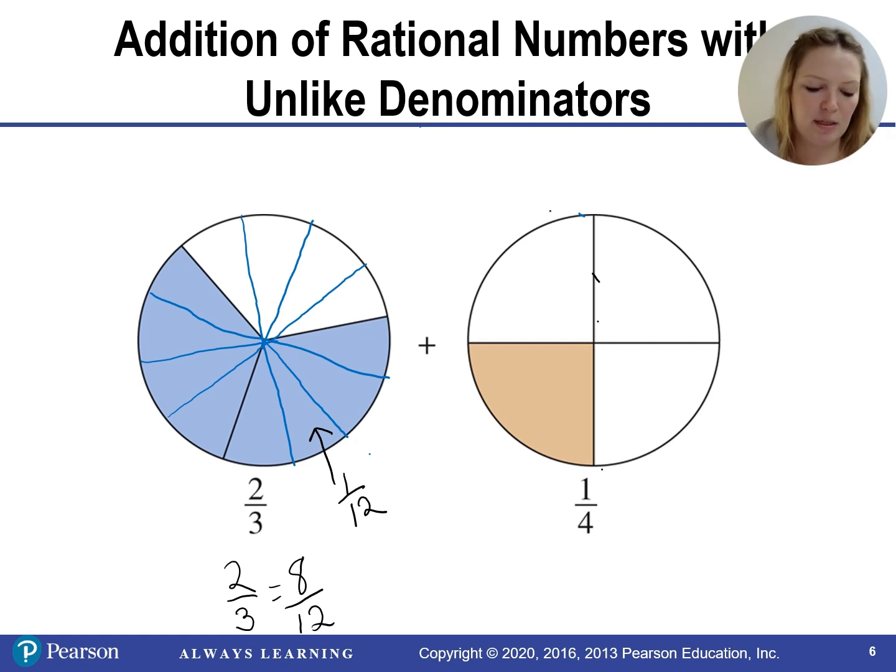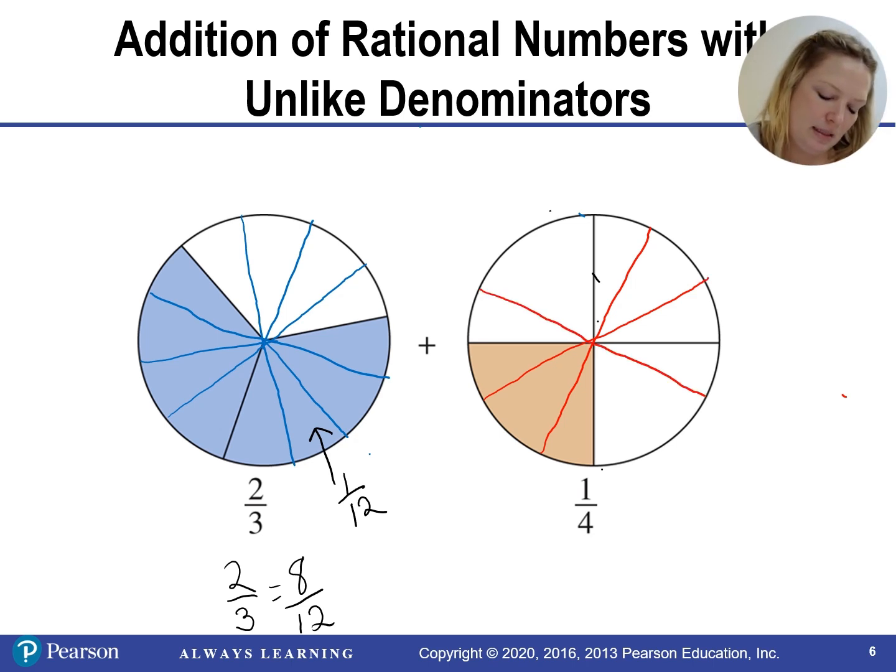And I could similarly split up my 1/4. But if I'm trying to get to 12 total pieces, then I need to split each of my 4 pieces into 3 more pieces because I'm getting 12 total pieces. So if I split each of my 1/4 size pieces into 3 more pieces, then I now have 12 total pieces again. So each of these pieces is also size 1/12. Now I can compare them.